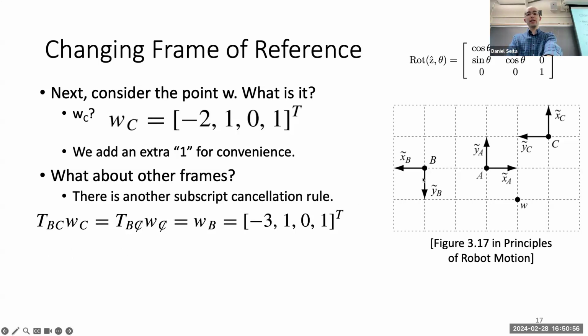You see why this is true? Like you have B, the x-axis is pointing this way, so you have to negate it to go -1, -2, -3, and then go positive in the y direction because it's pointing down. And so it's -3, 1, 0, 1.